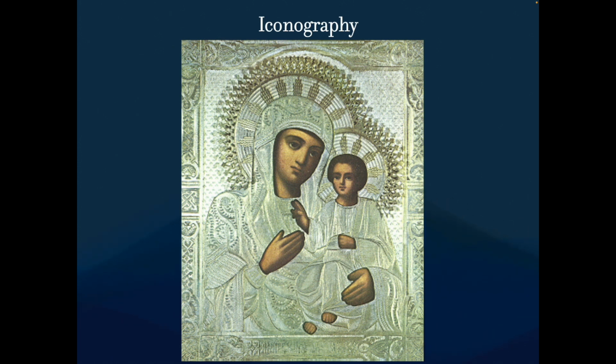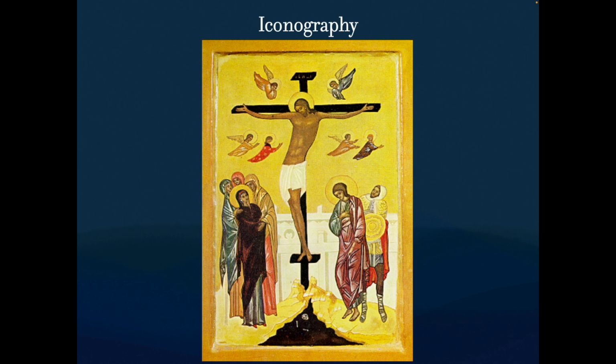Icons are most often seen in mosaics, wall paintings, and small artworks made from wood, metal, gemstones, enamel, ivory. So they would use all sorts of materials for it. The most common form, again, are these small painted wood panels, which could be carried or hung on walls.